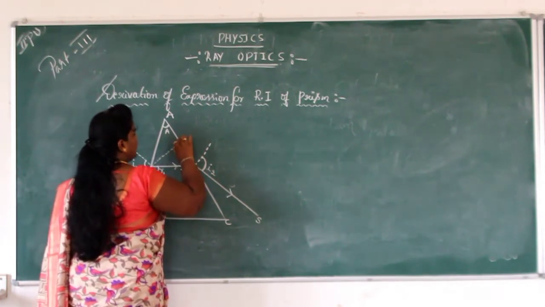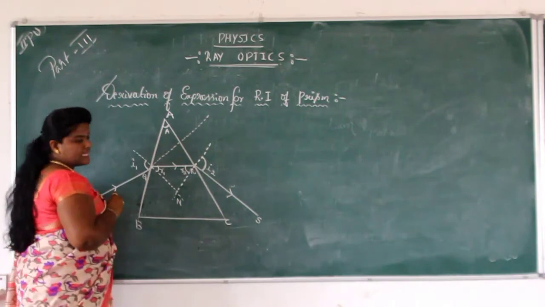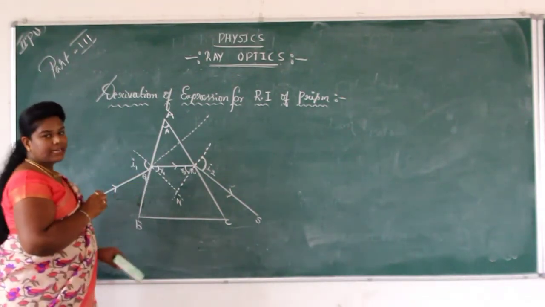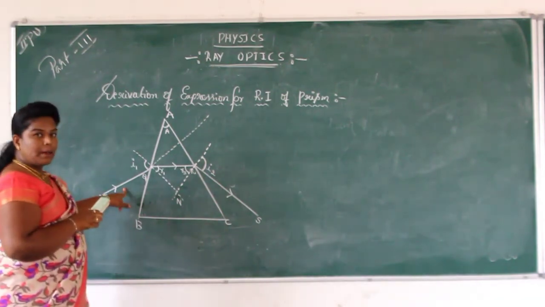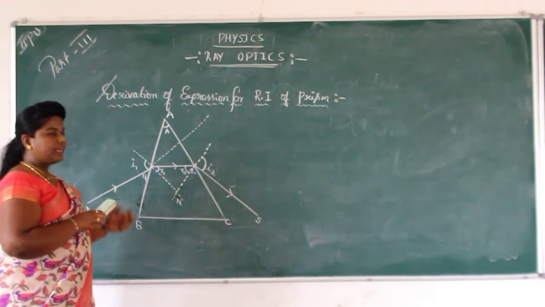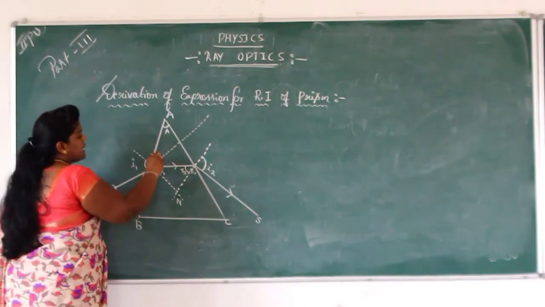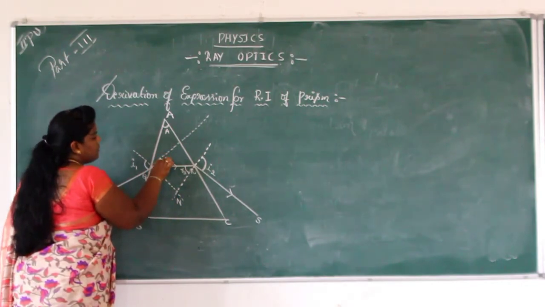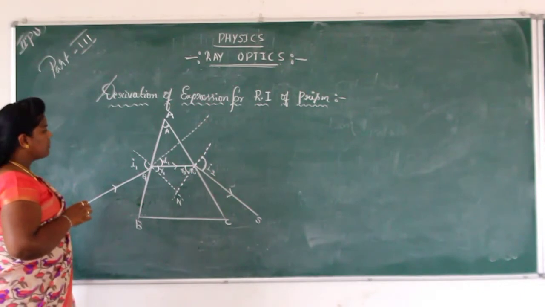I am just going to extend the direction of the incident ray. This is the direction of the incident ray. If the prism is absent, if the two refracting surfaces are absent, then this ray of light might have traveled in this direction without undergoing deviation. But due to the presence of the first surface, it is deviated through this angle. So this is called the angle of deviation for the first surface, represented by D1.